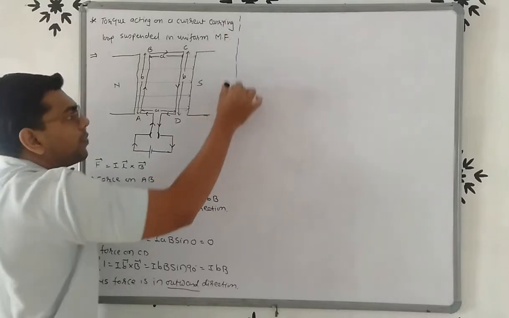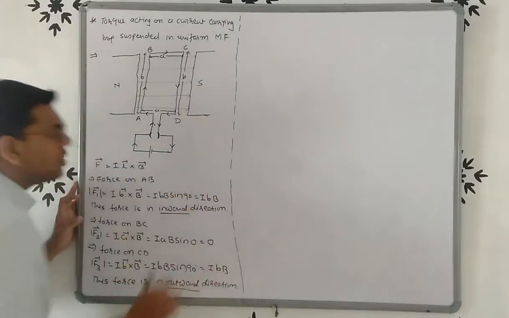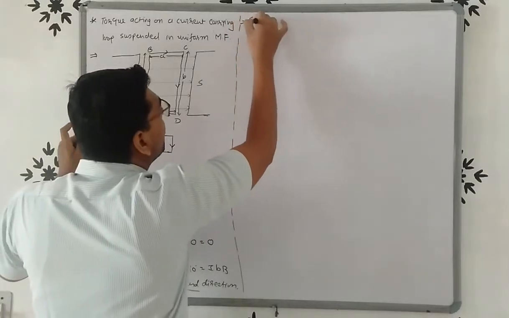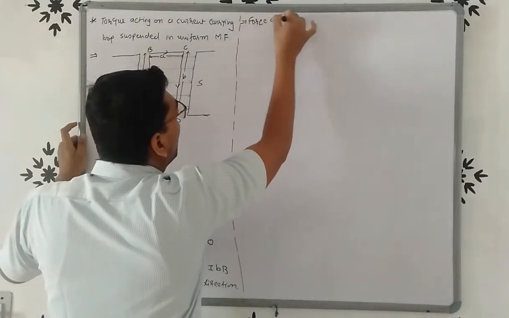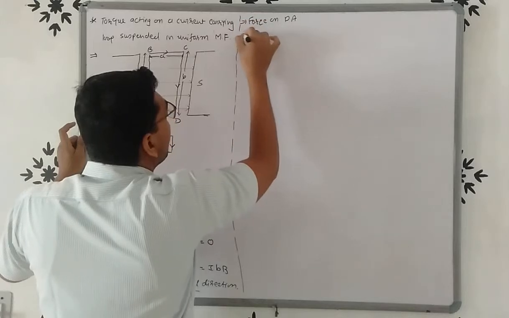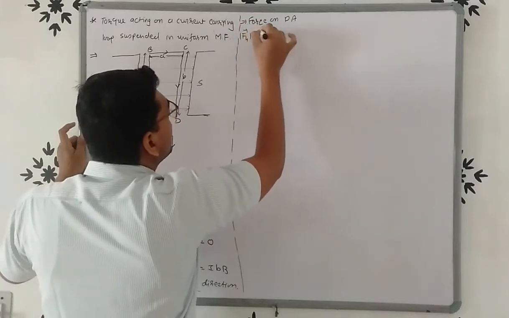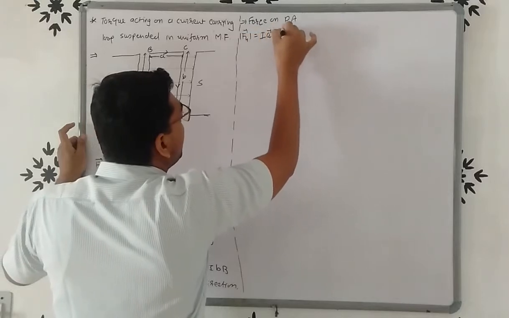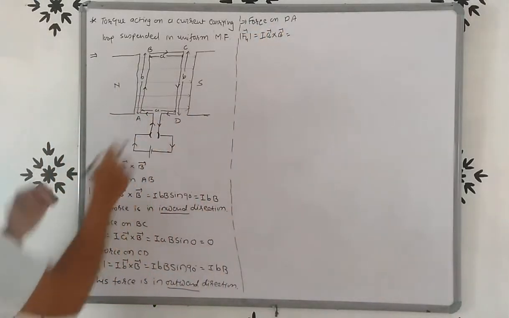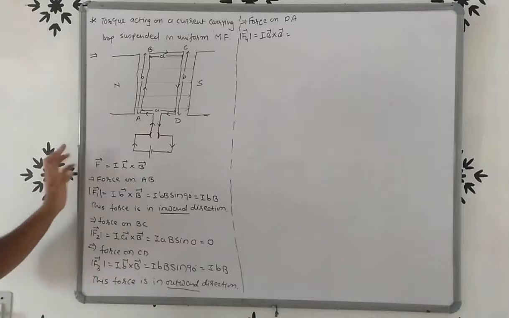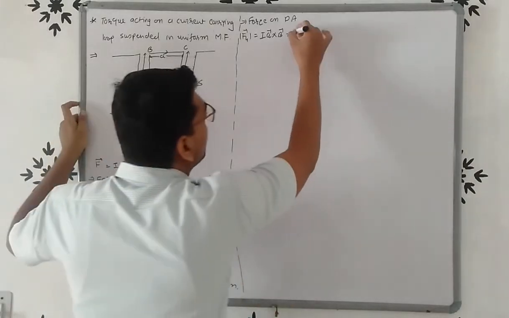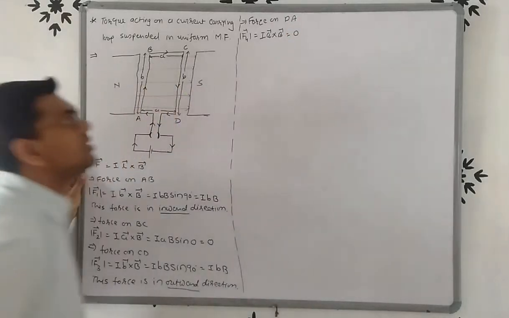Now once again, force on DA. So F4 is equal to I small a cross B. Here the direction is the same, so once again the angle will be 0. So the magnitude of this force is also 0.